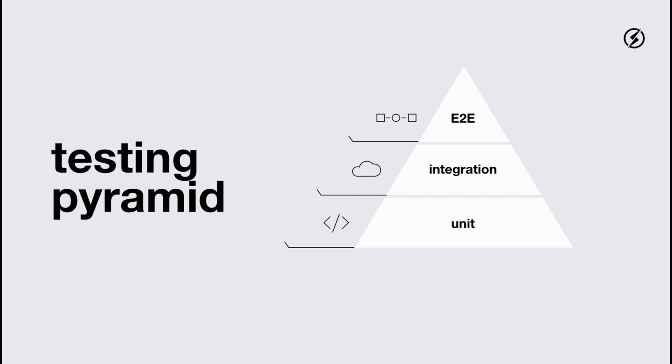This requires the fewest resources. So this is why you can run a lot of them, and this is the fastest to run also. Here you mock everything around that component or that library that you are currently using, and you are trying to just test your code as a unit.